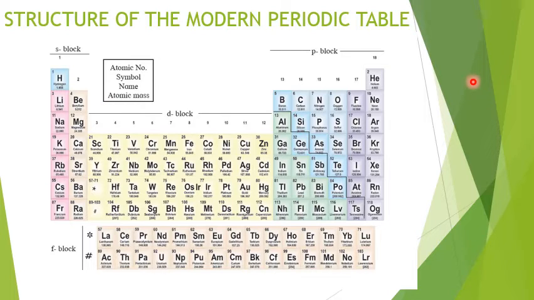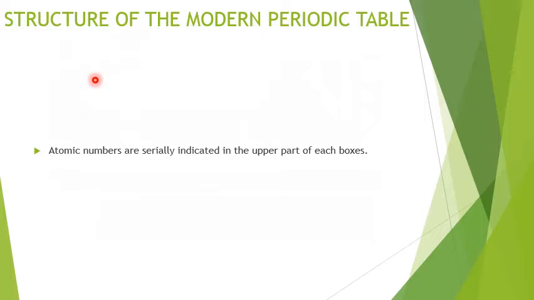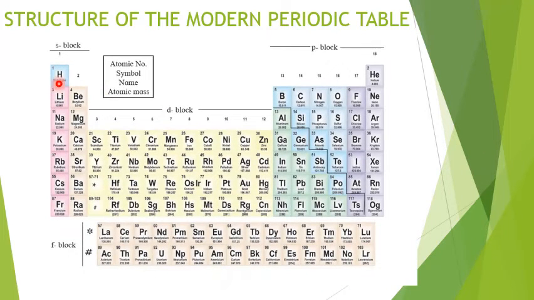So, in the modern periodic table, how many periods are there? There are 7 periods. And how many groups? There are 18 groups or 18 columns. If I say calcium, which group is it in? Calcium is here, the second group. Atomic numbers are serially indicated in the upper part of each box. In each box you see the atomic number indicated at the top.